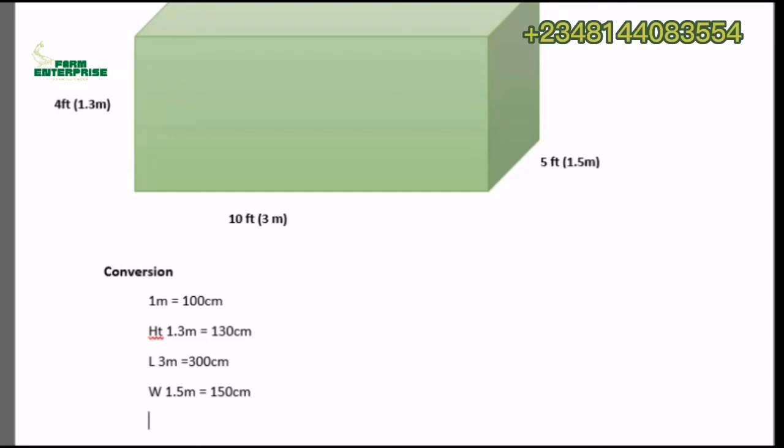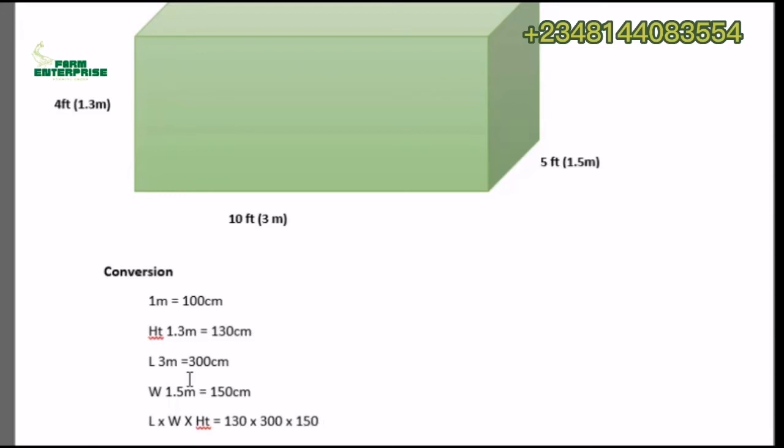So we'll use the formula for calculating a rectangle, which is the length times the width times the height. So now we have 130 times 300 times 150. Remember, all these are in centimeters.